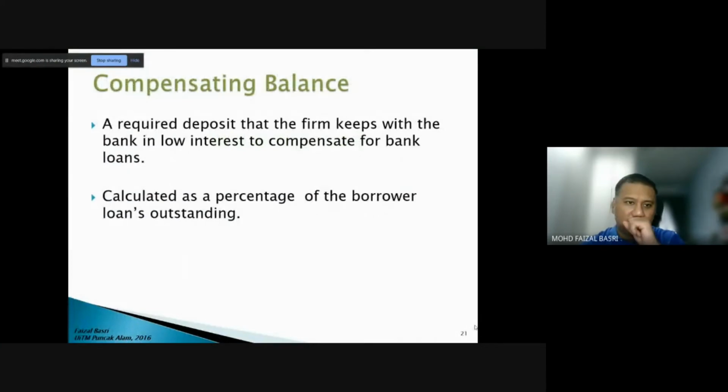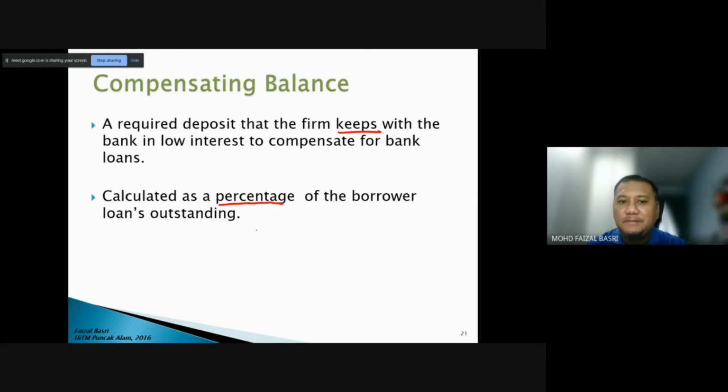Okay, the compensating balance. As I said, this is a minimum deposit that the firm is required to keep in the bank, and usually it will be based on a percentage of the principal. You need to keep this in the bank consistent with the terms that you borrow from the bank. Okay, just one thing for compensating balance.